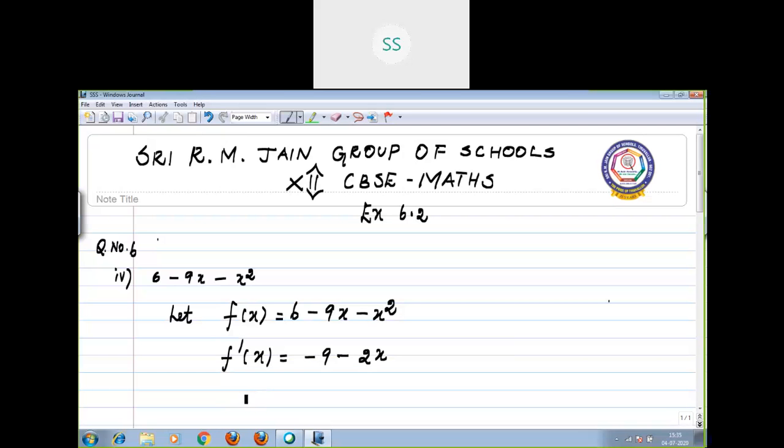You have to equate the derivative to 0. That is f dash of x equal to 0. What is your f dash of x? Minus 9 minus 2x equal to 0, right? Now, what is your x? Which implies minus 2x equal to 9. The negative becomes positive.